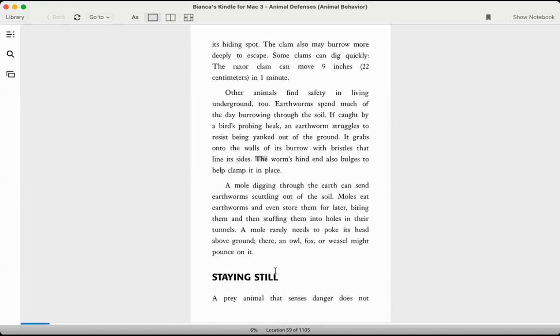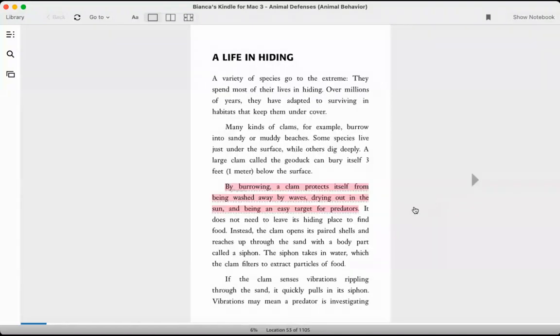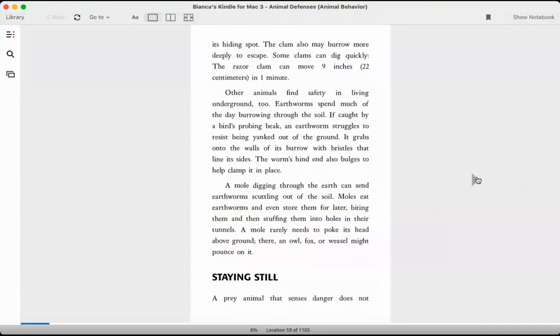This is another way that they defend themselves or protect themselves, as a primary defense. I forgot to let you know in the previous one, you should be filling out those mental maps that I gave you for these last two or three sections. Okay? So pause the video if you need to, and fill out the mental map for the section A Life in Hiding: Staying Still.